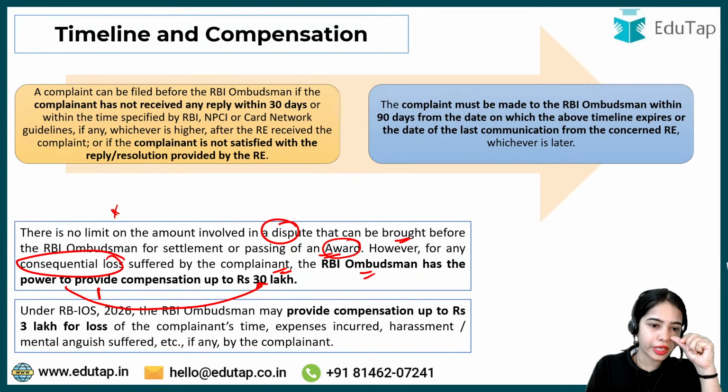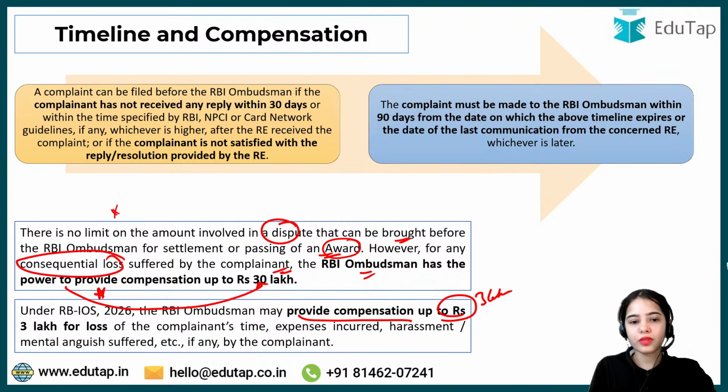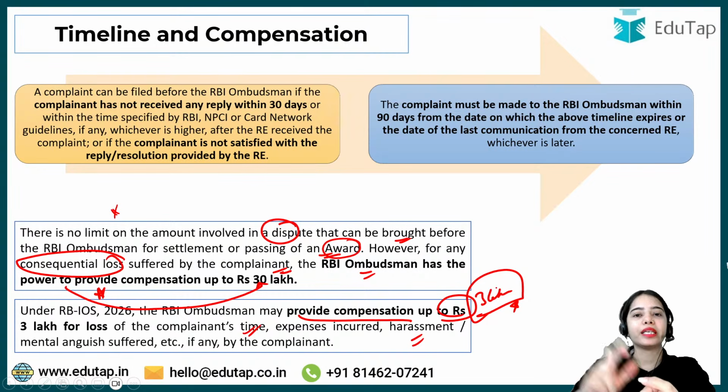Under the RBI Integrated Ombudsman Scheme 2026, the RBI Ombudsman may provide compensation up to rupees 3 lakh for the complainant's time. Let's say you have lost a lot of your time, there was a lot of back and forth that you did with the regulated entity, it has caused you mental harassment also, mental anguish also. So for that, the compensation of 3 lakh can be awarded by the RBI Ombudsman, that the regulated entity has to pay.